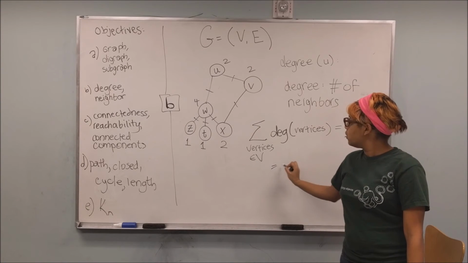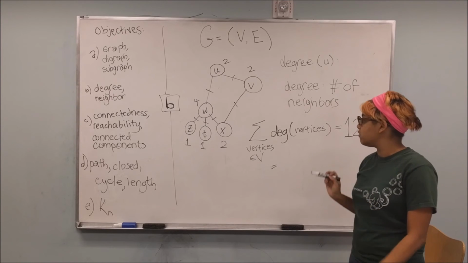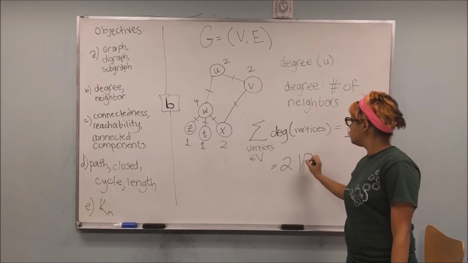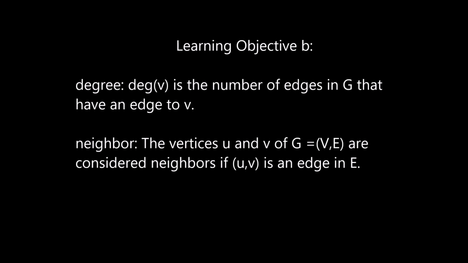What turns out to always be true is that the sum of the degrees of vertices in a graph is always twice the total number of edges in that graph. So in this learning objective B, we talked about the definition of degree and neighbor. The degree of a vertex V is the number of edges in the graph that have an edge to that vertex V. Two vertices U and V are considered neighbors if UV is an edge in that graph.